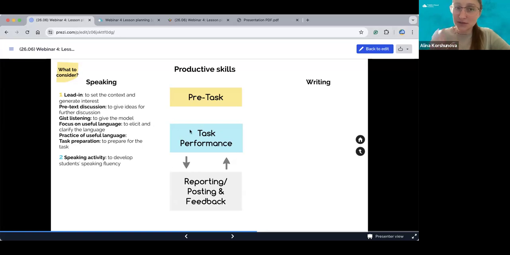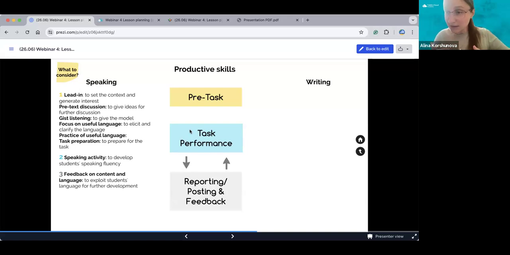This stage should be not that short. So make sure that you plan enough time here. So you allow your students to talk, to speak, to produce, to develop their speaking fluency.